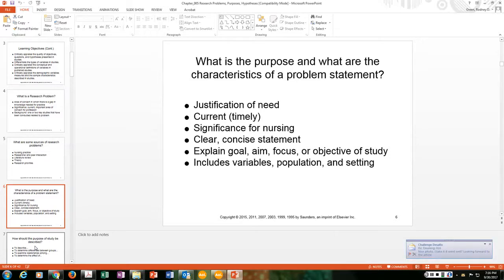It explains the goal, the aim, the focus, or the objective of the study, and the problem statement will include the variables that will be studied, the population that will be studied, and the setting in which the research will occur.